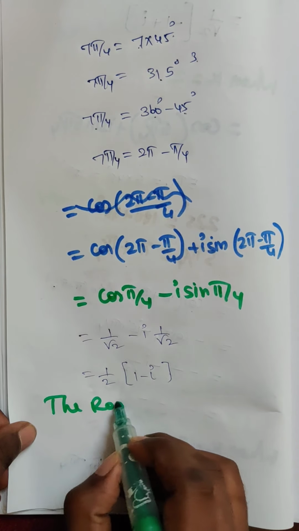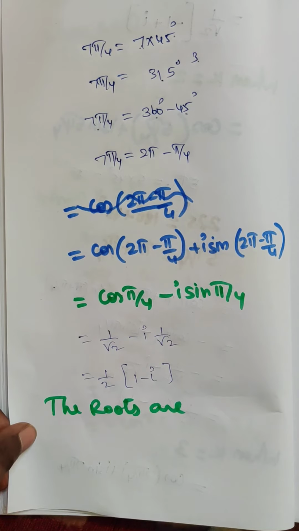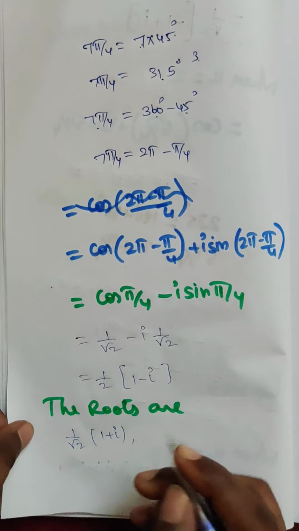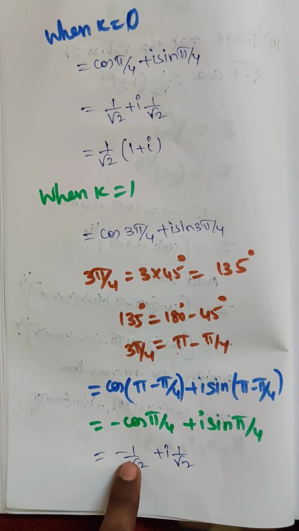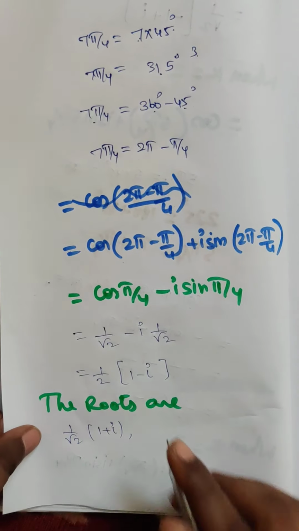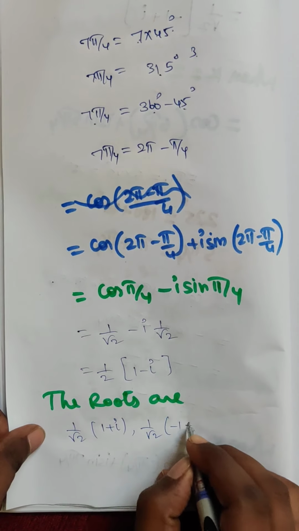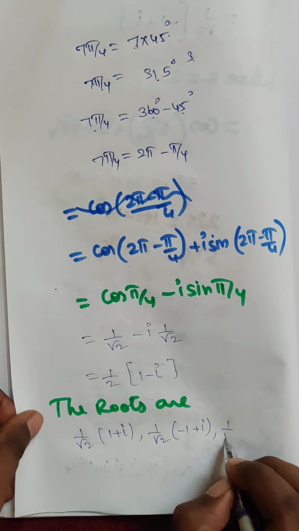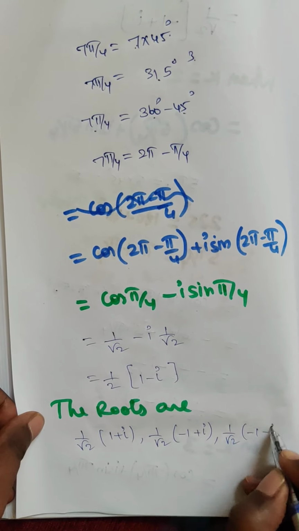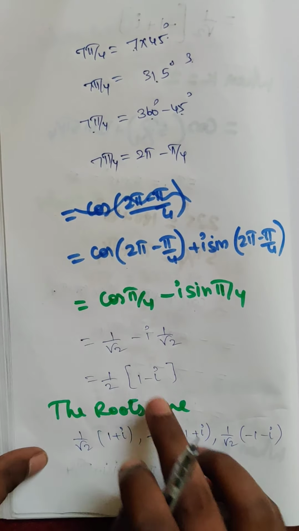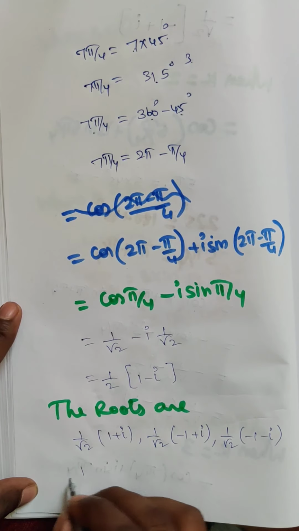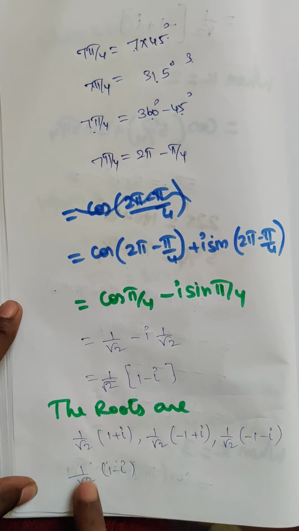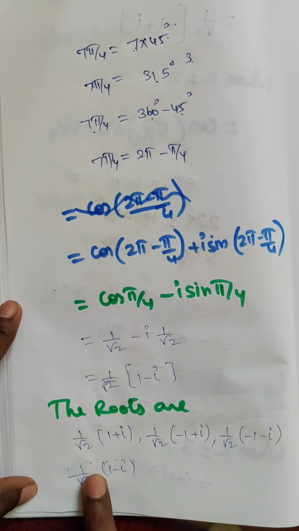The roots are 1 by root 2 into 1 plus i. The second root, 1 by root 2 into minus 1 plus i. And the third root, 1 by root 2 into minus 1 minus i. The next, last root, 1 by root 2 into 1 minus i. Here 1 by root 2 is common to all the roots.